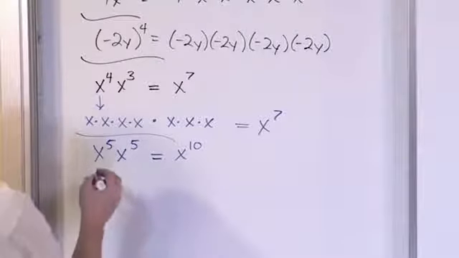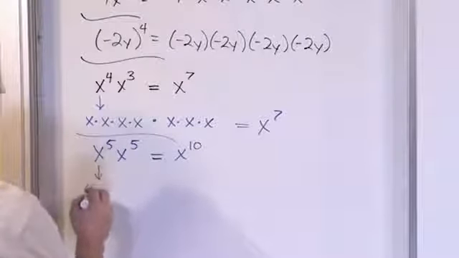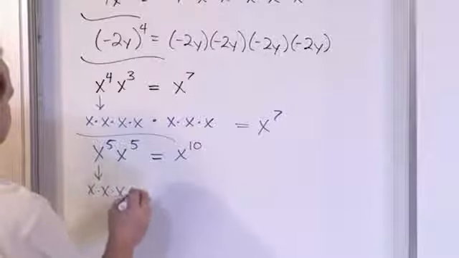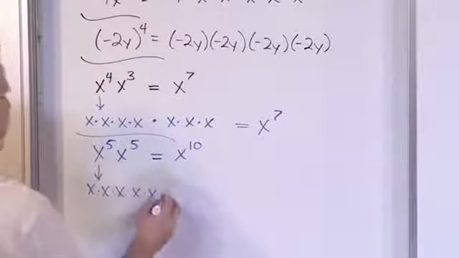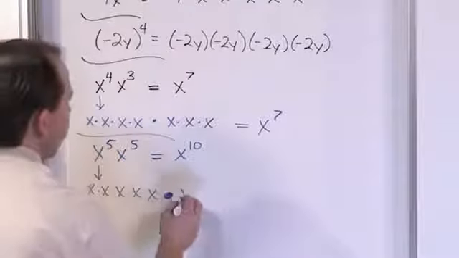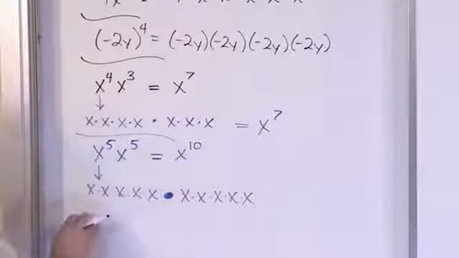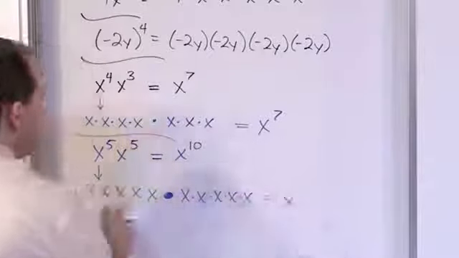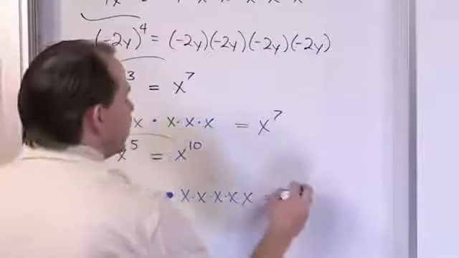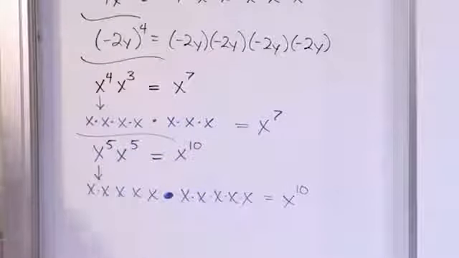I just add them. And again, if you wanted to convince yourself of that, this is x times x times x times x times x, right? And this is all multiplied by, I'll put a big dot here to represent that it's multiplied by the next thing, x times x times x times x times x. Everything's multiplied together, so really, I have x to the 1, 2, 3, 4, 5, 6, 7, 8, 9, 10 power. So that's why you add exponents together. There's always a reason behind it.